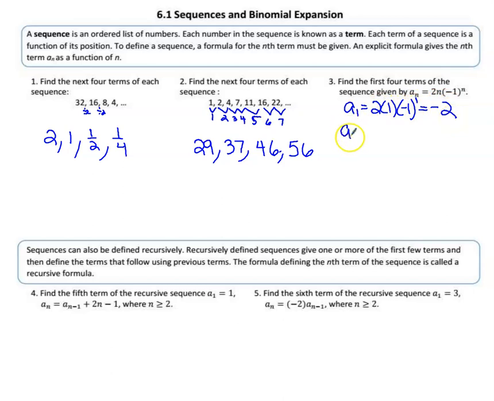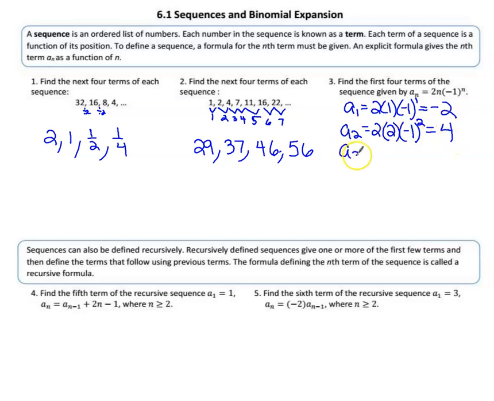Well, the next term, a sub 2, the second term in this pattern, is 2 times n. n is 2, so we're going to put a 2 there. And then negative 1 to the nth, and n was 2 again. So now negative 1 squared is positive 1, so that's 2 times 2 times 1, which is positive 4.